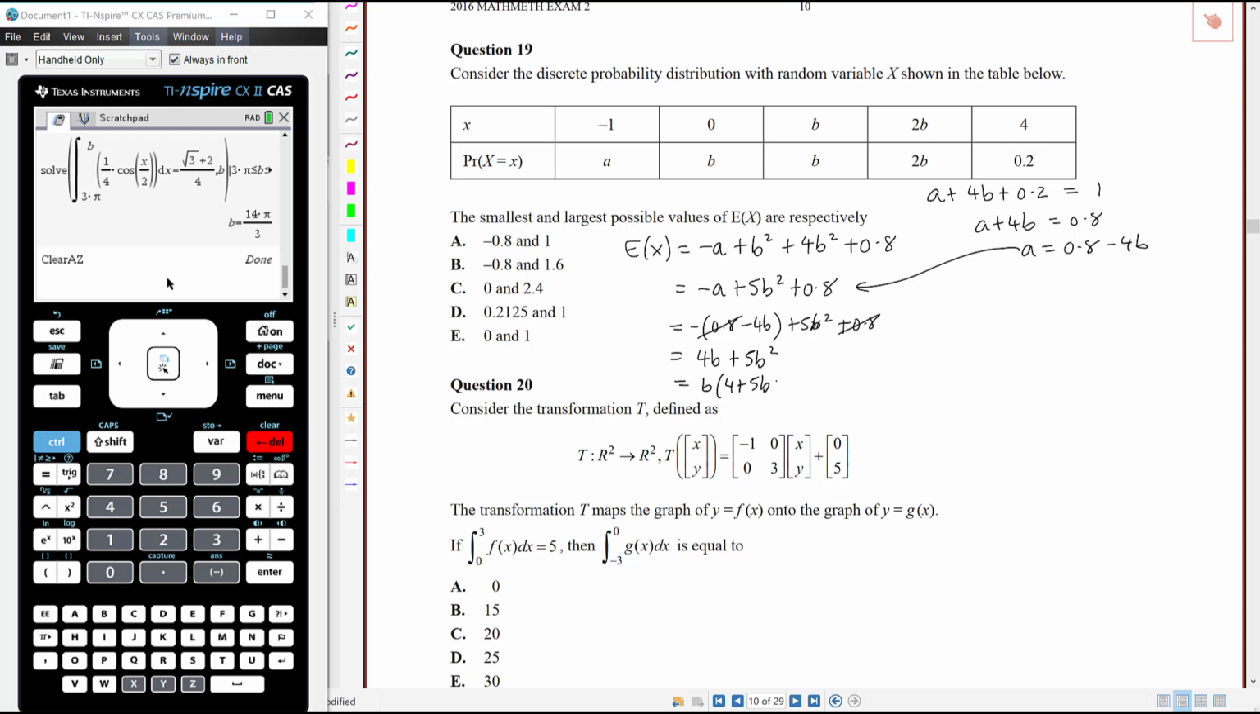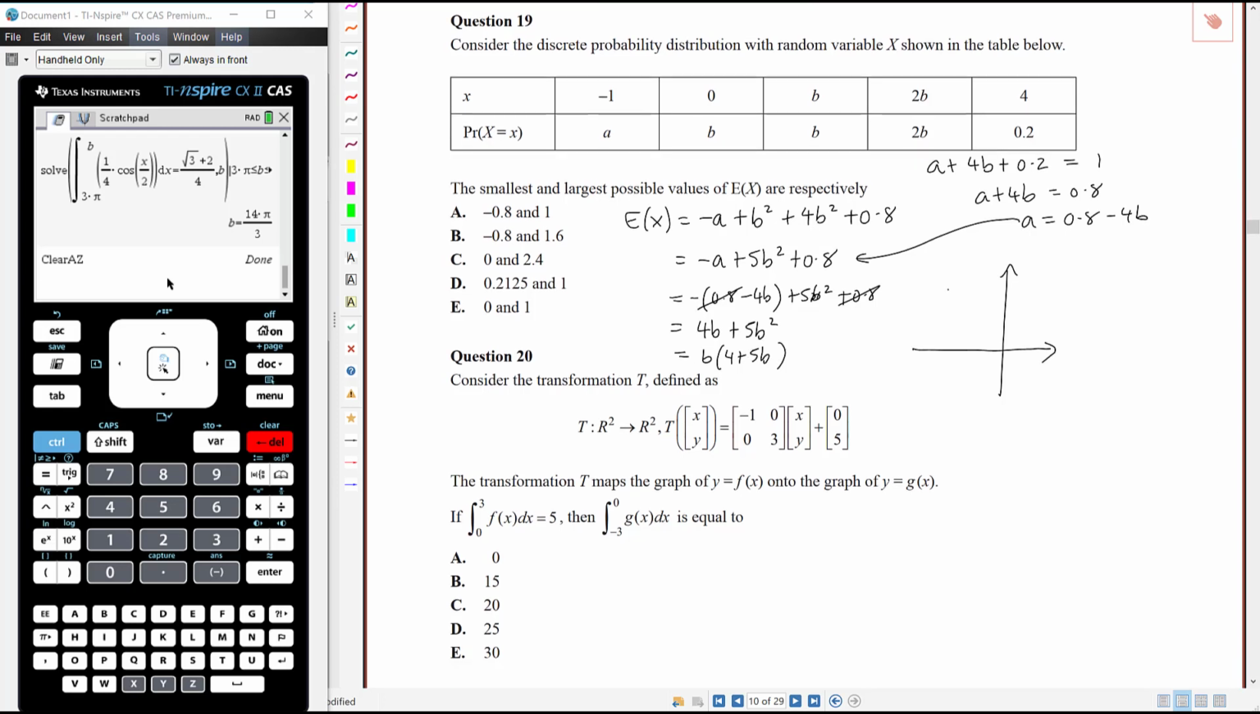4 plus 5b. So if I think about the expected value of x, what that looks like graphically, don't ever be afraid to draw a graph. It's amazing how helpful they can be sometimes. So that's a parabola with b-intercepts at 0 and -4/5, so -0.8. Okay, so this is the expected value of x versus b. Now obviously b can't be a negative number, so we're not actually interested in any of that.